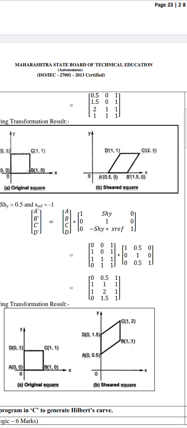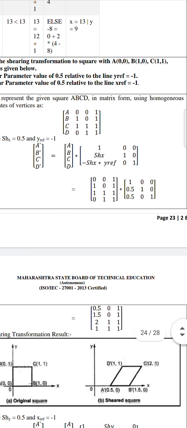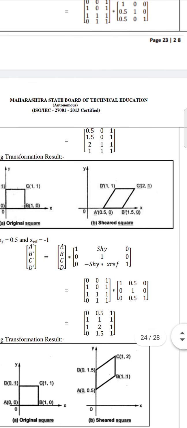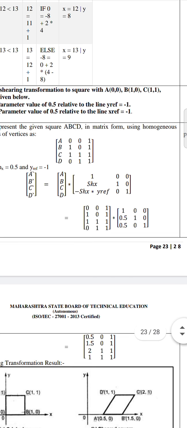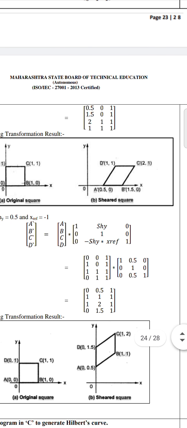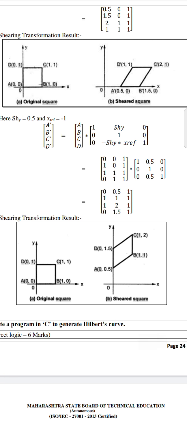They are not changing, but the important thing is that you have to identify in your question on which axis the shear force is applied. If it is the x axis, then you have to use the second matrix. If it is relative to the y axis, you have to use the first matrix. So when you replace the values SHY and x reference, you will obtain the transformation matrix, and when you multiply it you will get the final result. They have also represented it in a diagram.